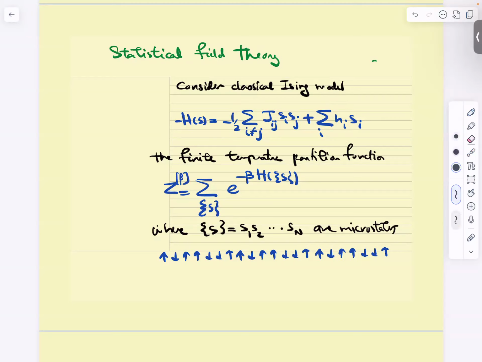For example, I'm intentionally not putting it, for reasons that will become clear. As a sum over all spin configurations, e to the minus beta of H of that particular spin configuration, right? Each spin configuration is a microstate. This is classical field theory, statistical field theory, finite temperature field theory. Good.